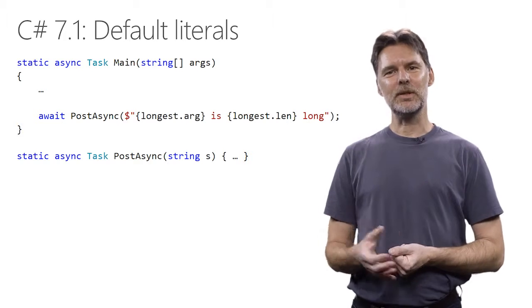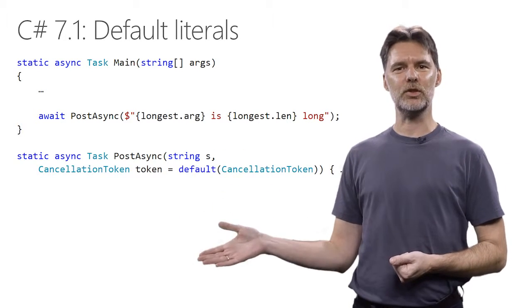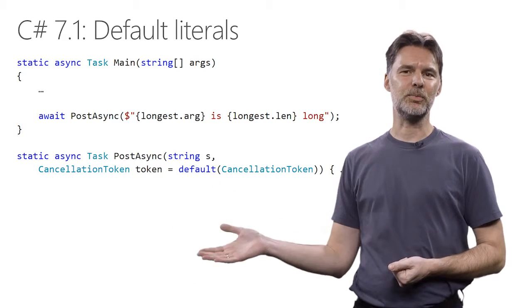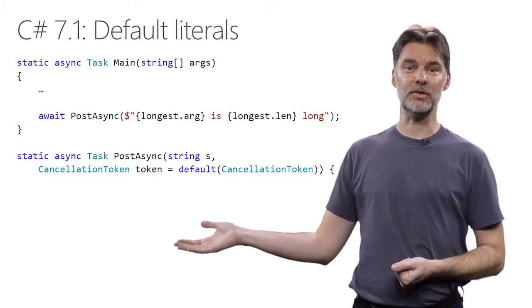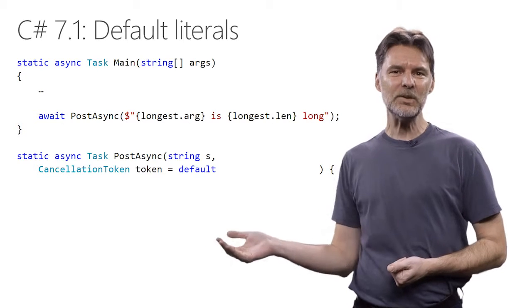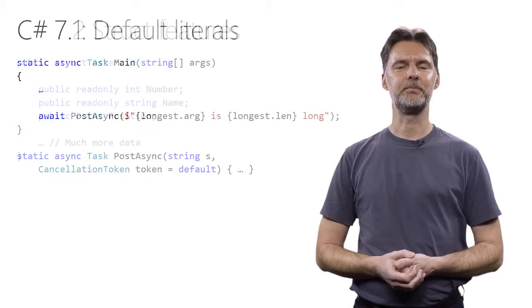Finally, let's have a look at that post async method. It really should have an optional cancellation token parameter. Again, there's redundancy. The default expression repeats a type, a long one in this case, that should be clear from context. And in C# 7.1 it is. The language lets you omit the type in the default expression when it's given by the context.